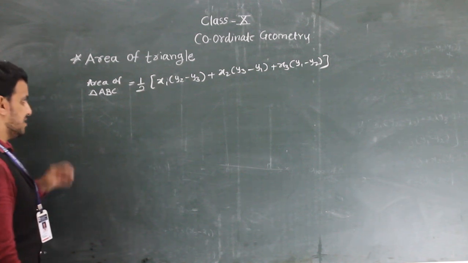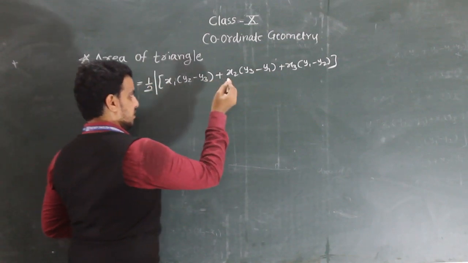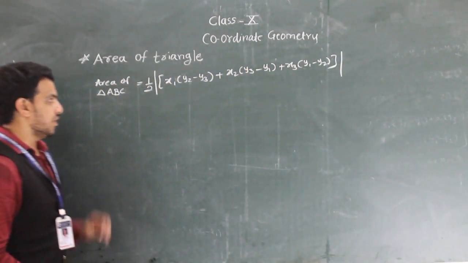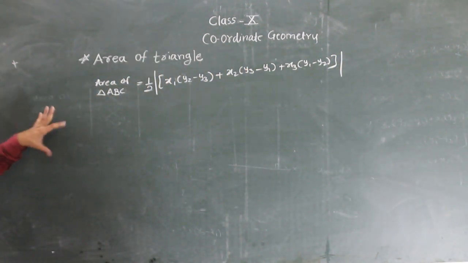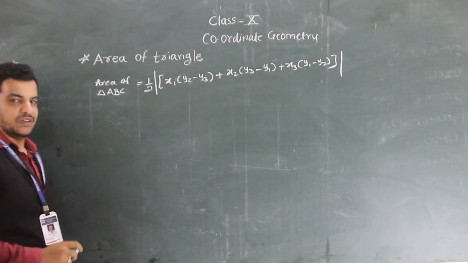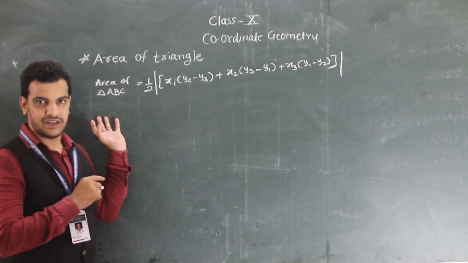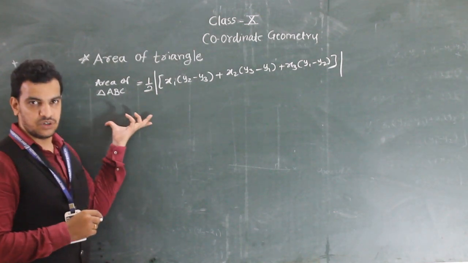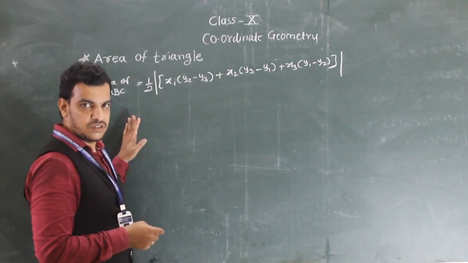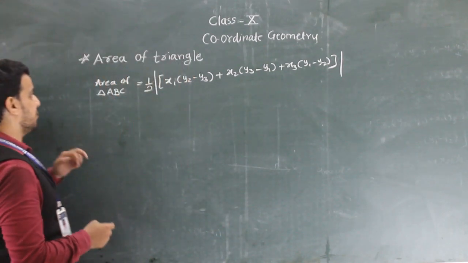Okay, now this is the area of triangle ABC, that is half into mod of x1 (y2 minus y3) plus x2 (y3 minus y1) plus x3 (y1 minus y2). Now we have to use this to prove whether points are collinear or not. Everyone should know what is meant by collinear. Collinear means the points lie on one line. If vertices are given and we have to prove that the given points are collinear or not, we can prove it by using this formula.